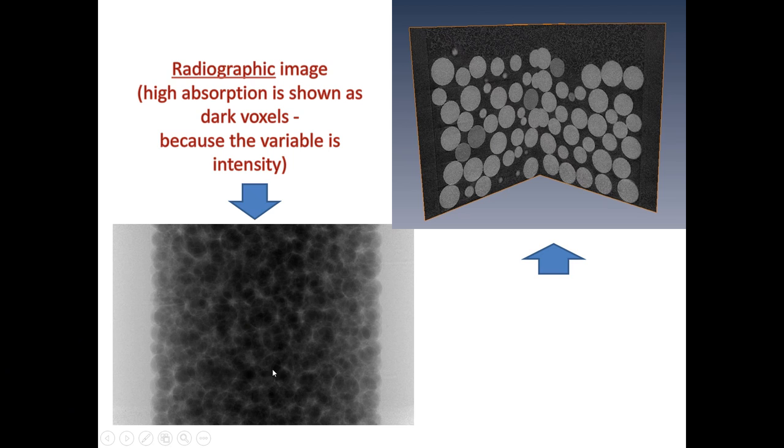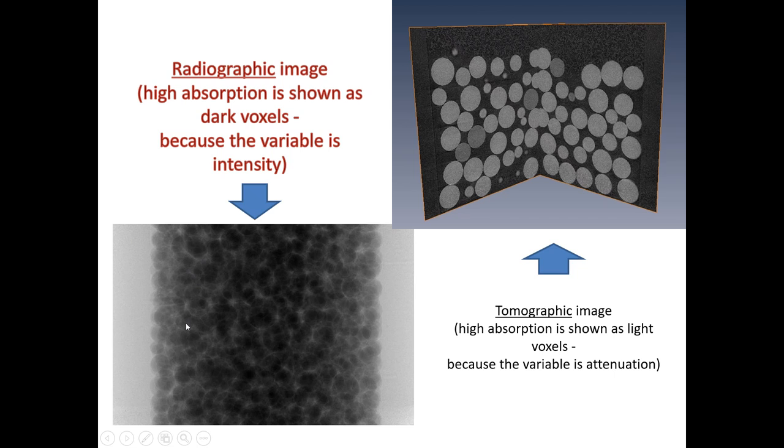So this is just a radiographic image. Where you have a lot of absorption, that's where you see dark. The one we saw was a sandstone, so everything was dark. There was not even a hint of some interfaces or anything. It was just dark, and that's because it's a much denser sample.